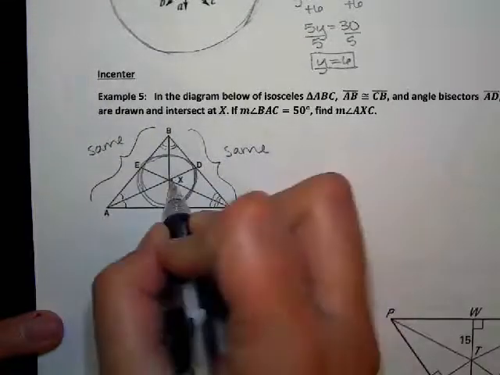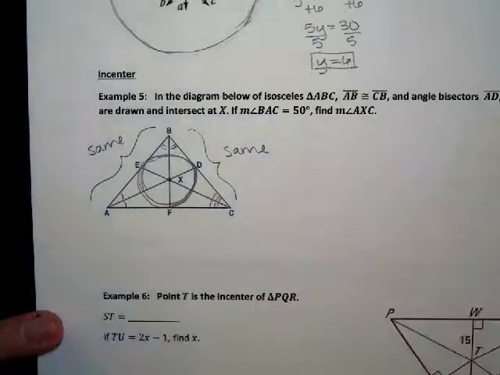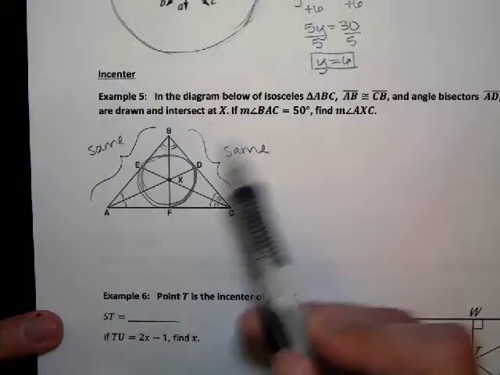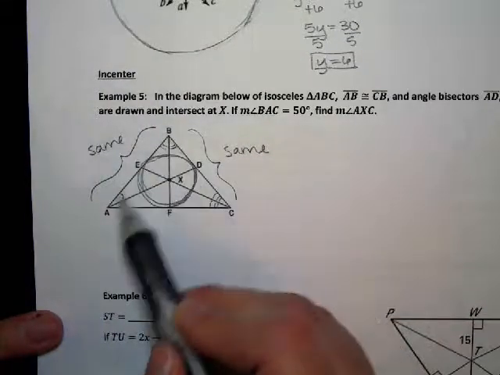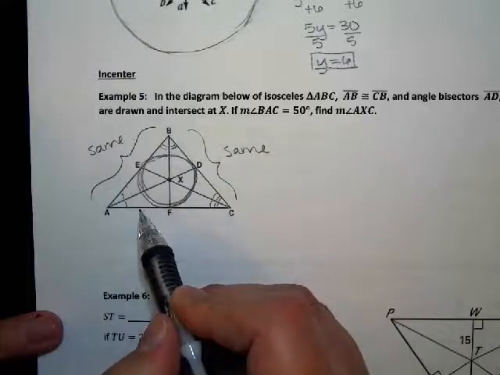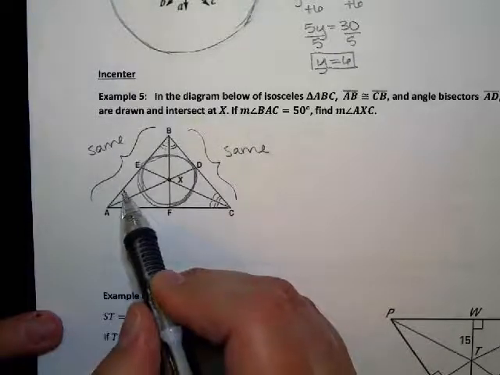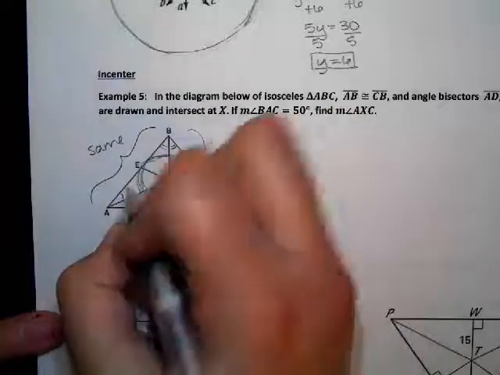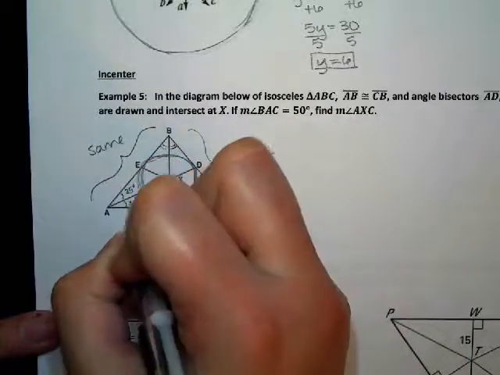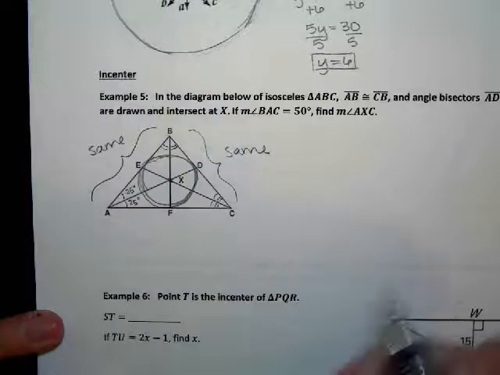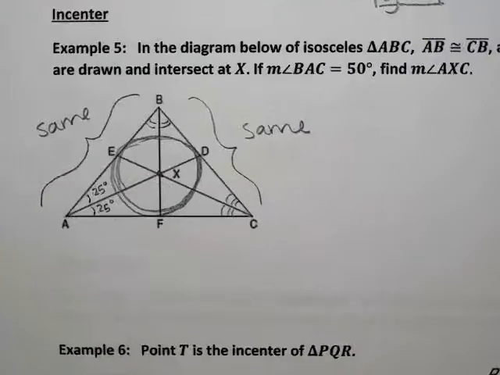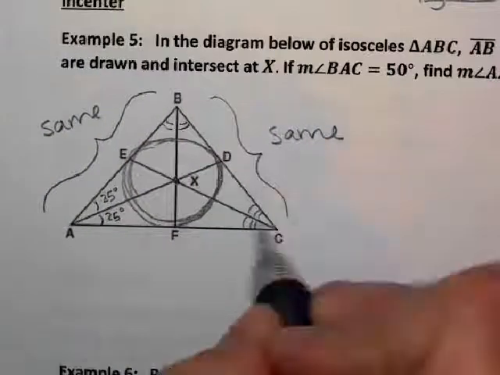The measure of angle BAC. So this whole thing is 50. So if this whole vertex is 50, what are the two angles? 25. Okay. Now, since this is an isosceles triangle, what does that tell you about angle C? It's going to be the same. So that means if angle A was 50, then angle C was also 50, and so these are also 25.